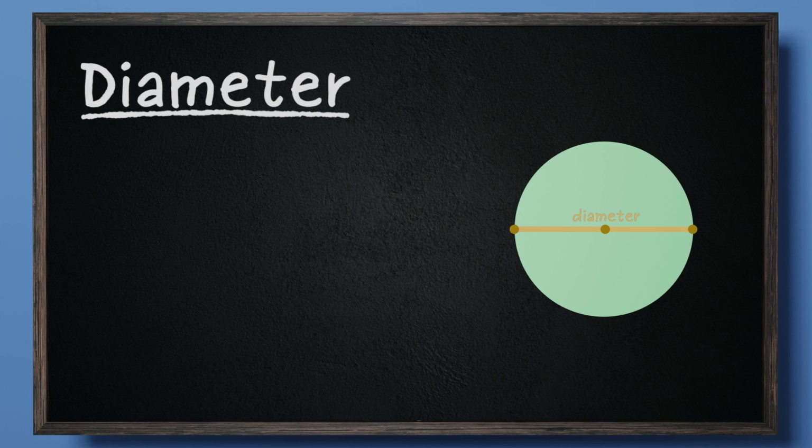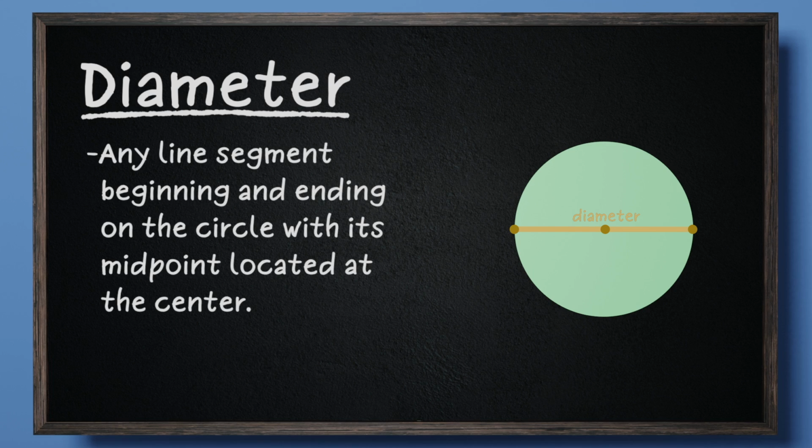The diameter of a circle is a specific kind of chord. The diameter of a circle is any line segment beginning and ending on the circle with its midpoint located at the center. The diameter always consists of two opposite-facing radii, and by definition is always twice as long as a radius.